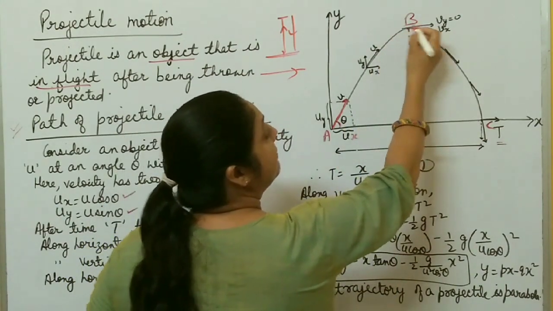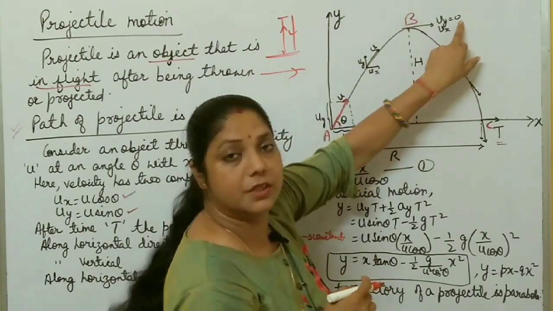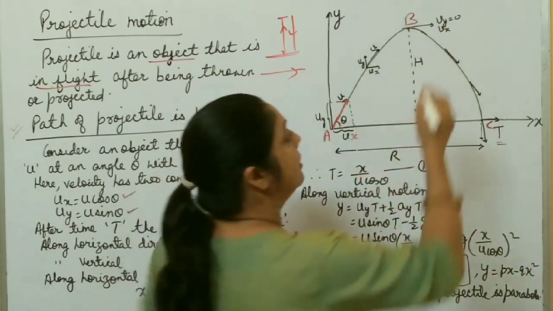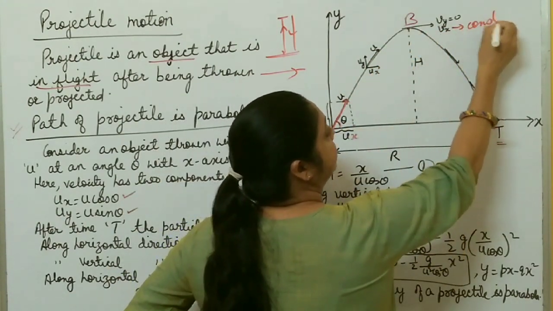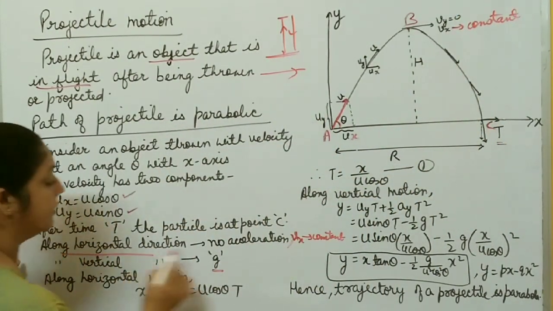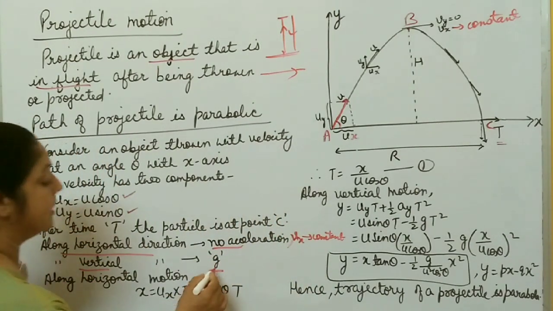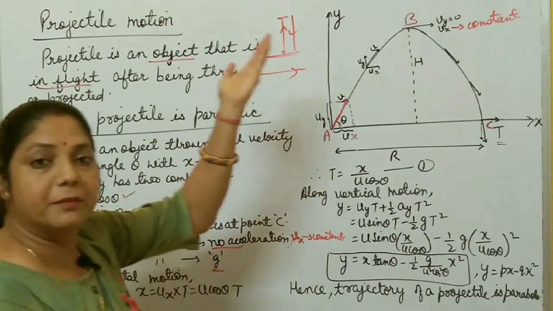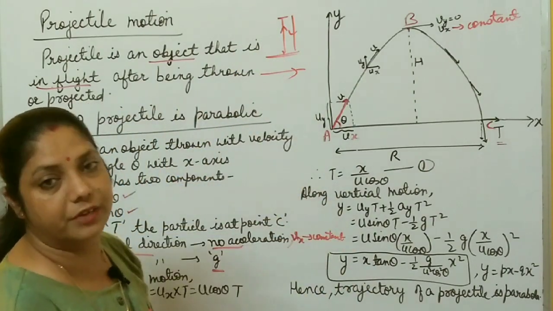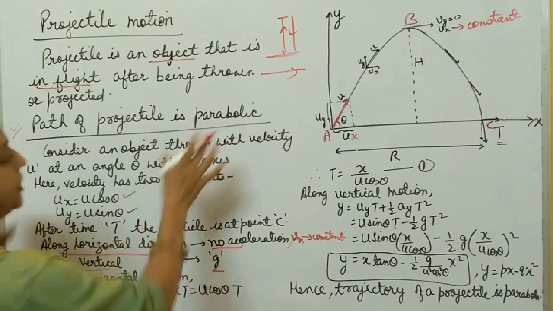So at the maximum height its velocity becomes what? Final velocity along the vertical direction becomes 0, but along the horizontal direction there is no acceleration, so velocity is always constant, right? So you must remember that along the horizontal direction there is no acceleration, velocity is always constant. Along the vertical motion there is acceleration due to gravity. During upward motion, acceleration due to gravity is minus g, and during downward motion acceleration due to gravity is plus g, right?